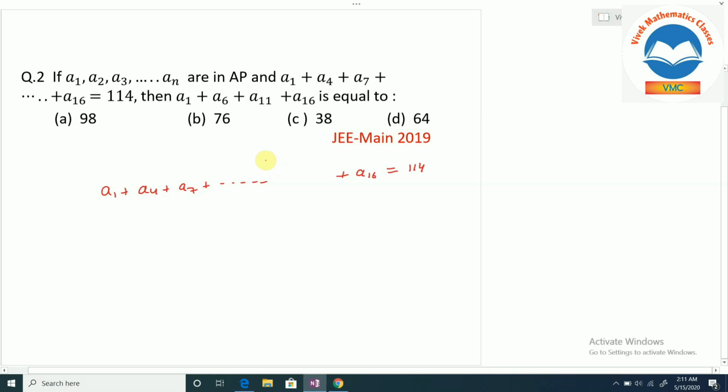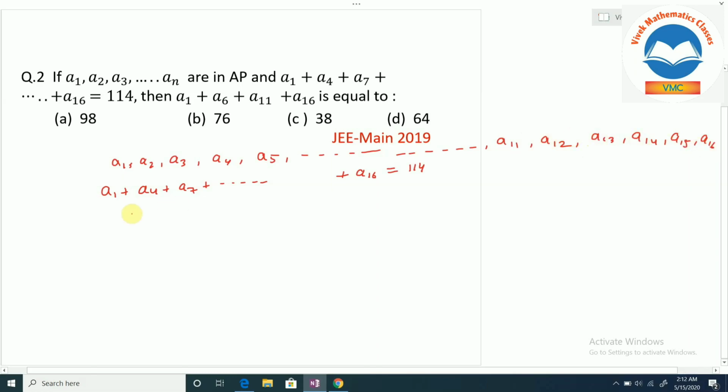Okay. First of all, they have given that A1, A2, A3, all these are in AP. So I will consider an AP up to A16 only, because they have asked up to A16. So I will take A1, A2, A3, A4, A5, and at last, let's say, A11, A12, A13, A14, A15 and A16.